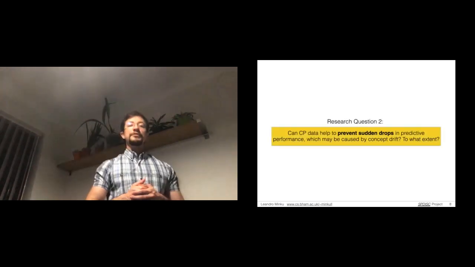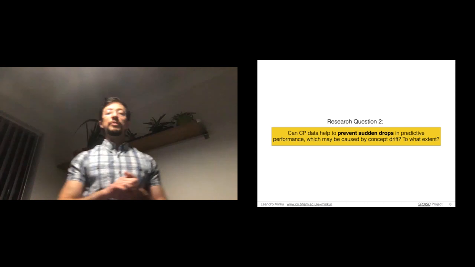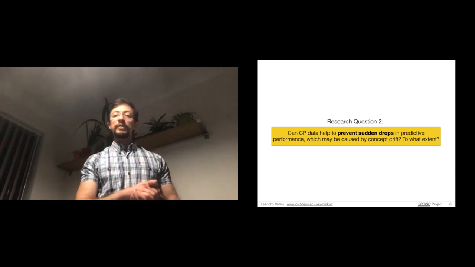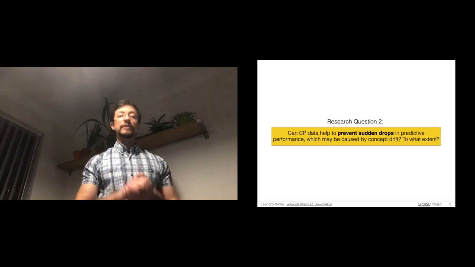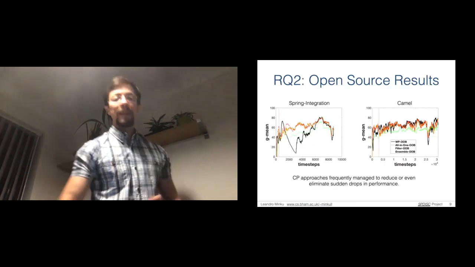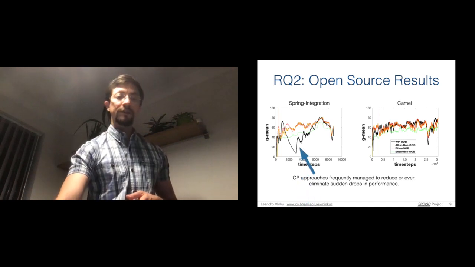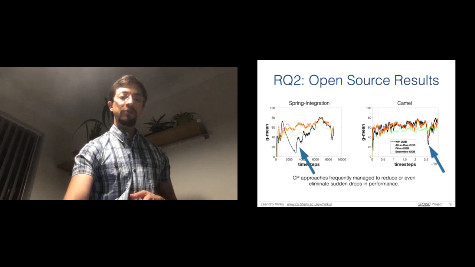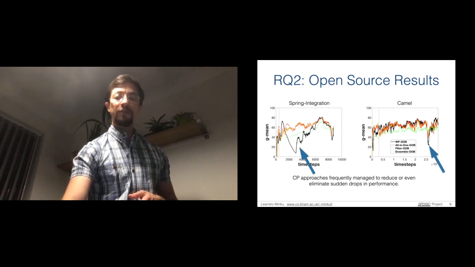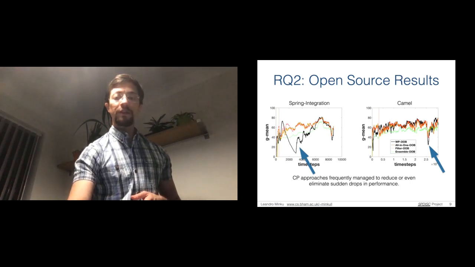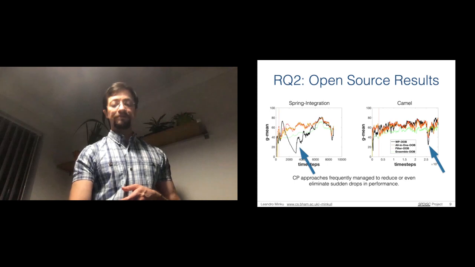Our second research question is, can cross-project data help to prevent sudden drops in predictive performance which may be caused by concept drift, and to what extent? And I show you here some sample results. For instance, you can see that during this period of time and this period of time here, the within-project approach, which is shown in black, has severe drops in predictive performance, whereas the cross-project approaches, which are shown here and here, have much smaller drops.